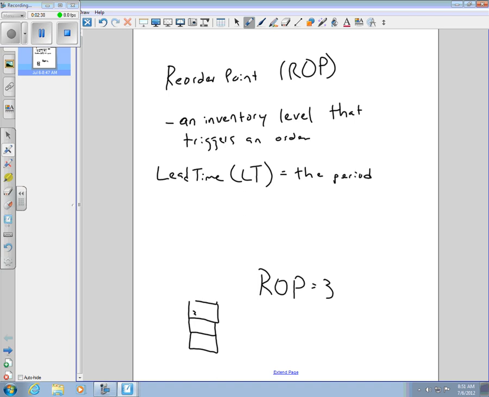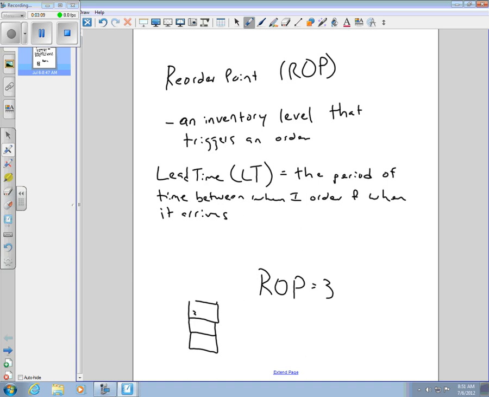And lead time, you know what lead time is, you've heard this, is the period of time between when I order something and when it arrives. Okay, lead time, the period of time between when I order and when it arrives. Now, it's during lead time that I could experience a stock out.